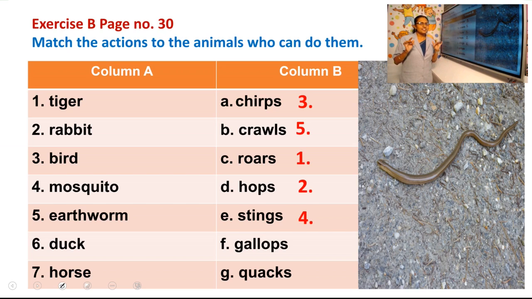Next we have duck. Duck, all of you know that. Duck made a sound. Which sound? The ducks make a sound like a quack sound. Quacking, quacks, duck quacks. And the last one is horse. What does a horse do? Horse runs very fast. That is gallops. Is it clear? So these are the various actions done by these animals. Yes, very good.